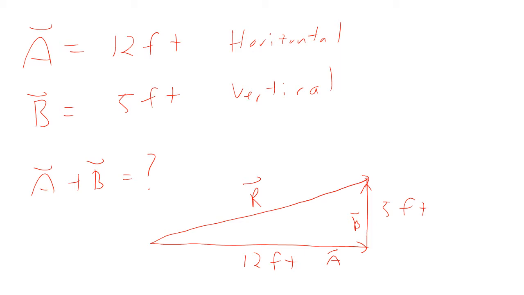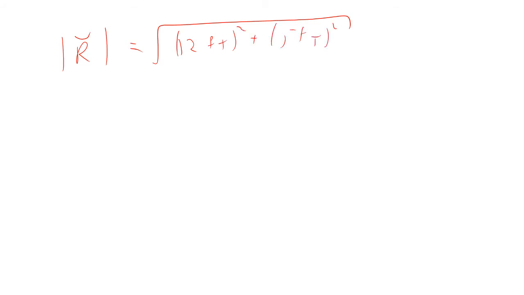Well, because these are perpendicular vectors, we can use the Pythagorean theorem. That's going to be straightforward in this case. And so the magnitude of R is going to be the square root of 12 feet squared plus 5 feet squared. So that's going to be 13 feet.